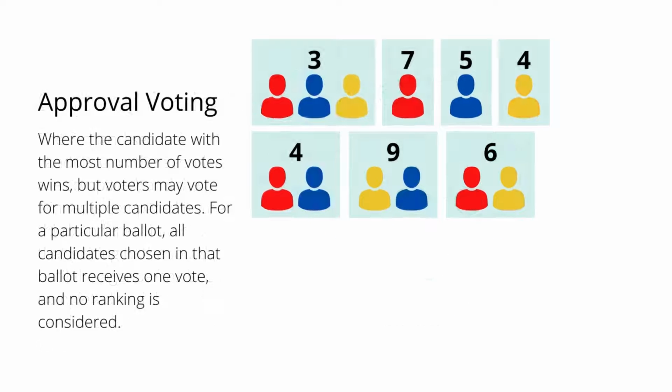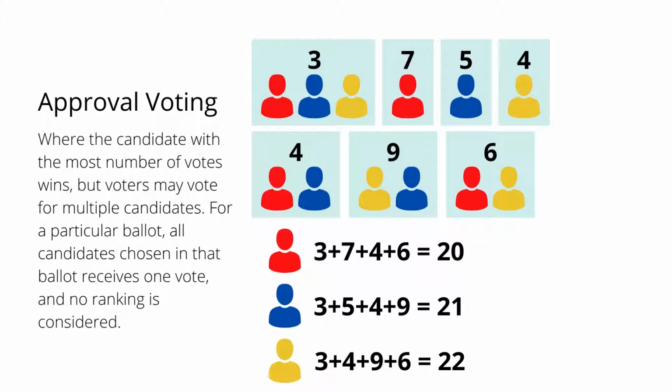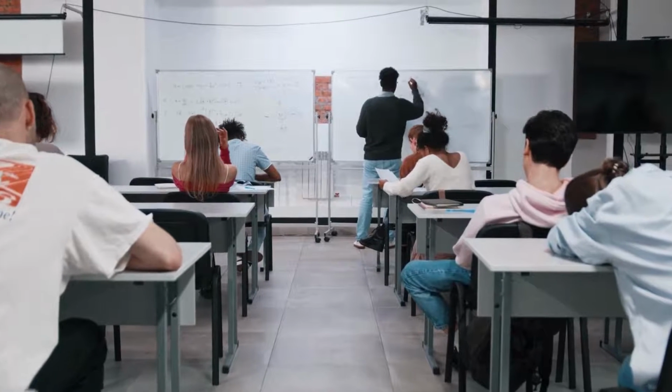Approval voting, where the candidate with the most number of votes wins, but voters may vote for multiple candidates. For a particular ballot, all candidates chosen in that ballot receive one vote and no ranking is considered.